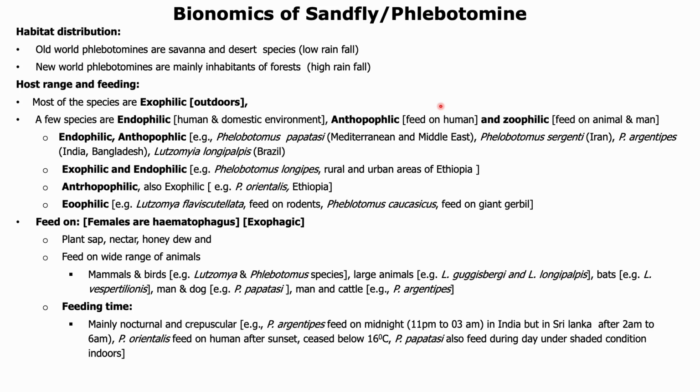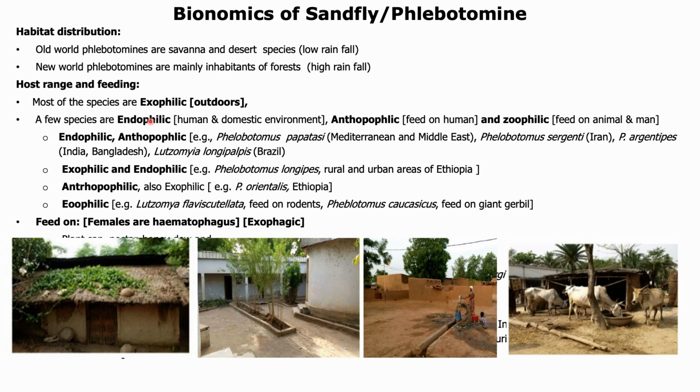You need to know the definition of the terminologies that I mentioned. Endophilic means these species remain closely associated with humans and their domestic environment. Arthrophilic, those species which feed on humans. Zoophilic species are those species which prefer to feed on animals and man.